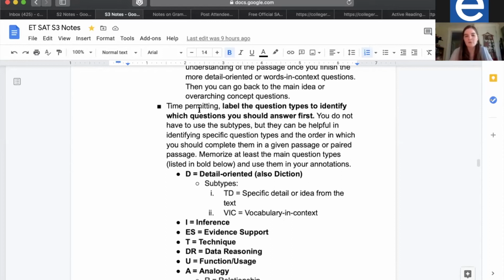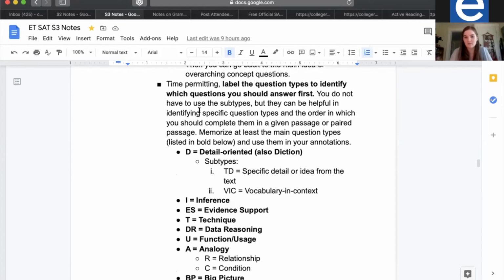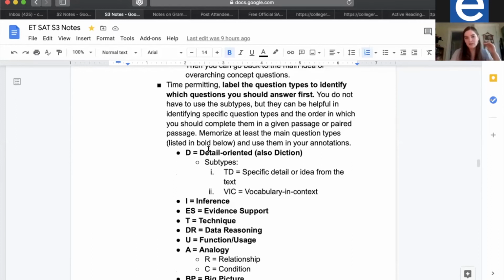Okay, so time permitting, also label the question types to identify which questions you should answer first. I've given you a list of codes that I think you should use to help you not only identify the question type and what it's asking you, but also to prioritize which questions work best for you, which questions you should be focusing on. Okay, and I'm going to get into what these question types are in just a second.